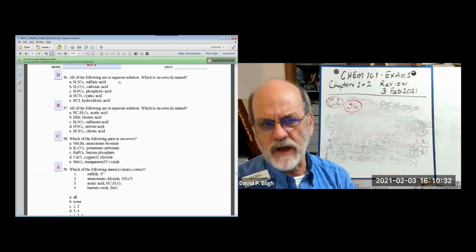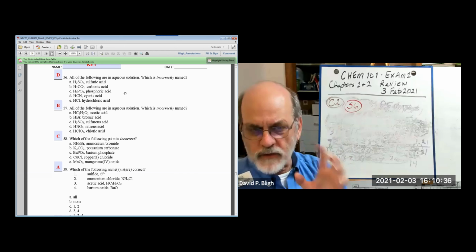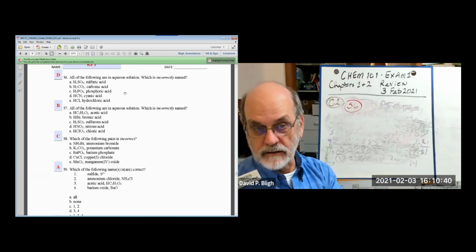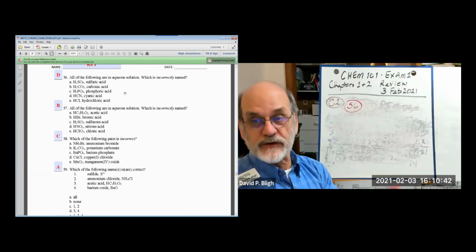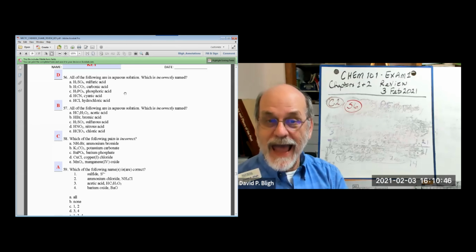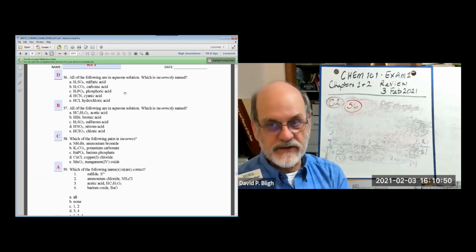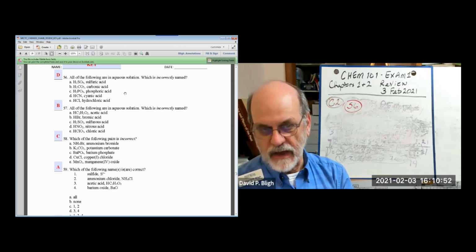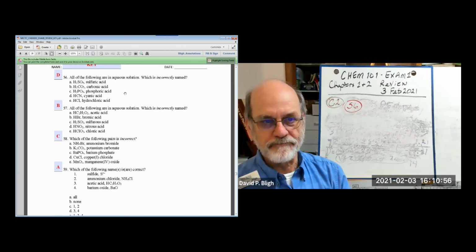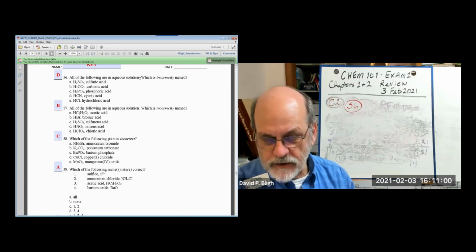So we got to look at each one of them, actually. What are we looking for first when we see a formula? Is it an acid or not? If it's an acid, it starts with hydrogen, and it has to be an aqueous solution. If it's not an aqueous solution, by our definition, it's not an acid. So these are all said to be an aqueous solution. That's good.